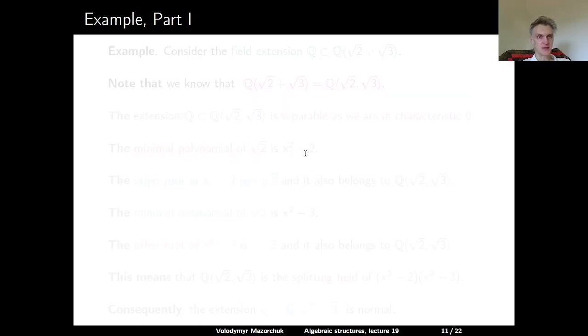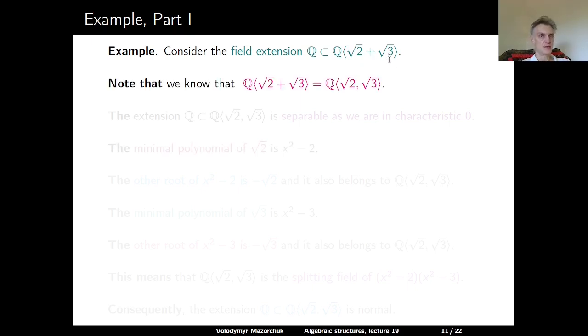Let us illustrate it on one explicit example. Example: consider the field extension of rational numbers into the field which is obtained from rational numbers by adding the element the square root of 2 plus the square root of 3. We have already seen before that this field, when we add the square root of 2 plus the square root of 3, is the same thing that we get if we add to rational numbers both the square root of 2 and the square root of 3.